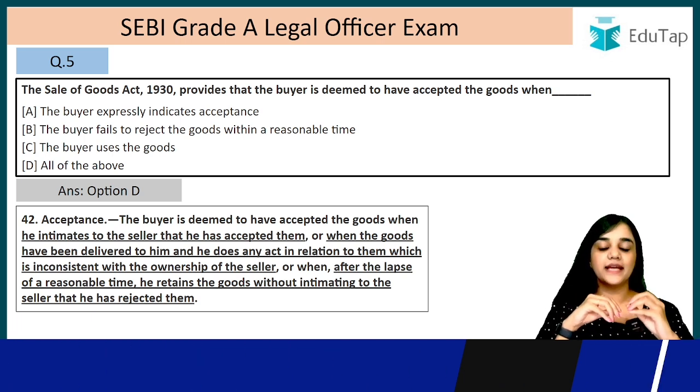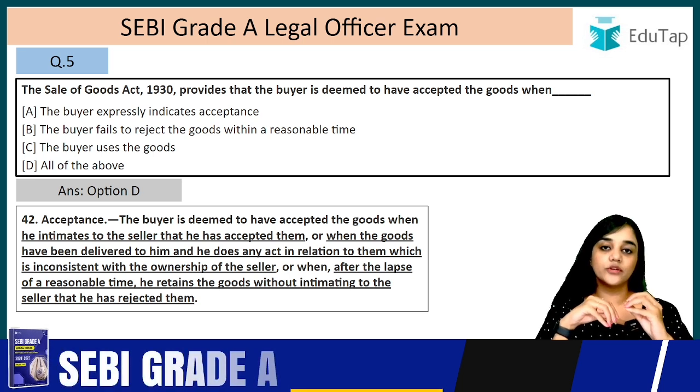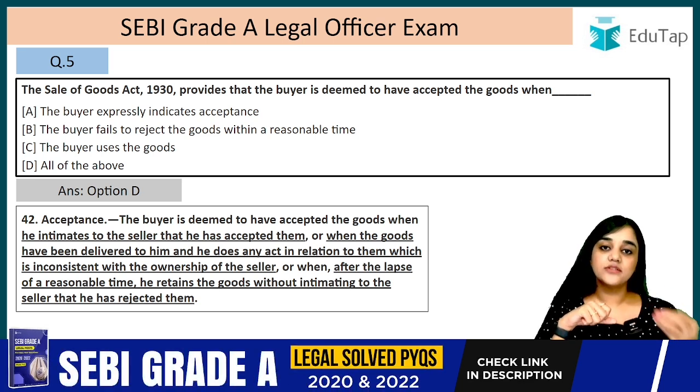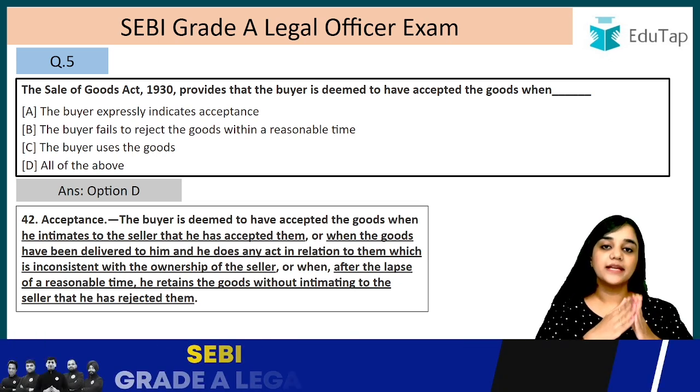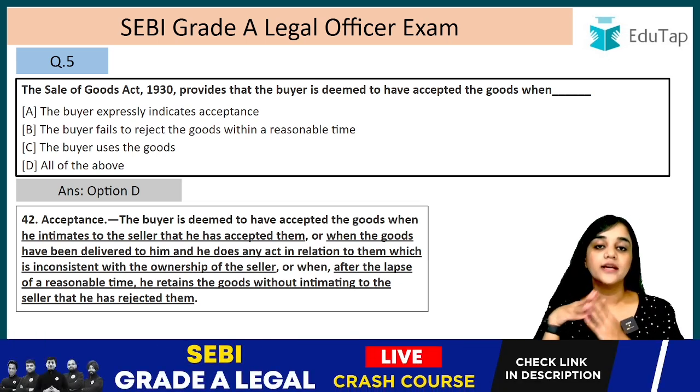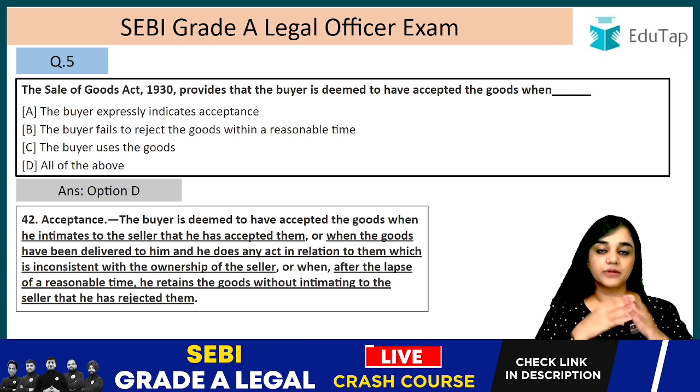So if he does any act which is inconsistent with the ownership of seller, for example, he pledges the goods, he sells them again, okay? He is reselling the goods. So what is this? This is something inconsistent with the ownership of the seller, right? So this is deemed to be acceptance. It will be deemed that the buyer has accepted these goods.